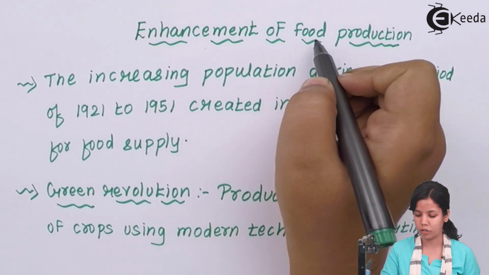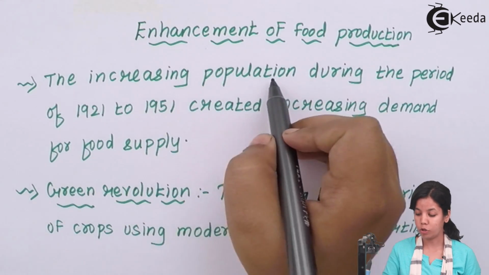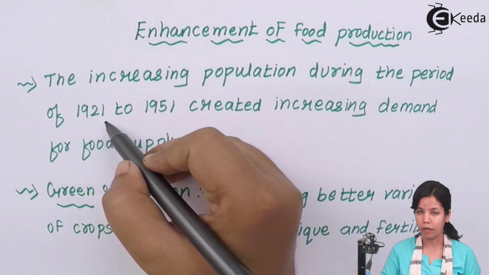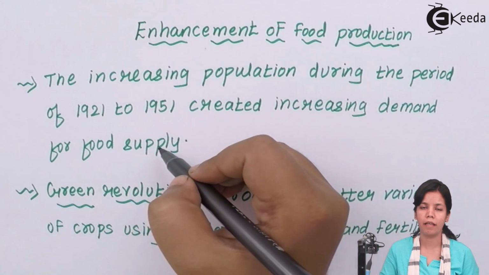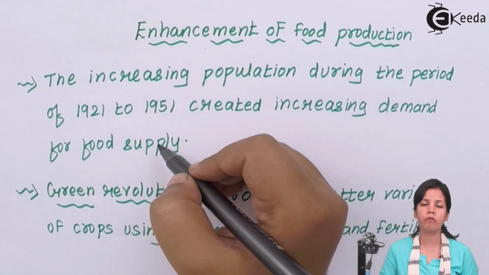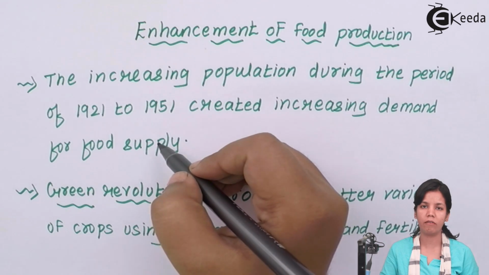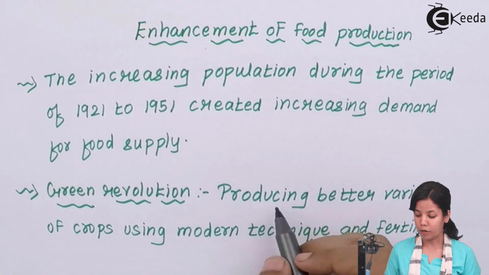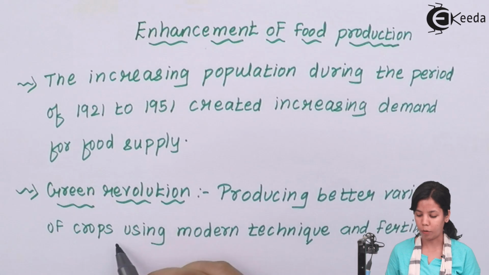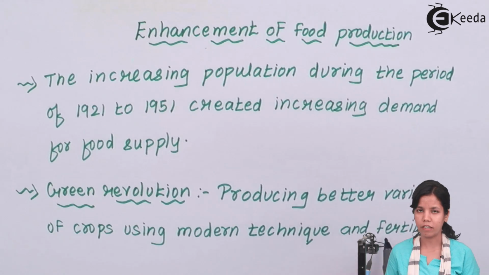Enhancement of food production. The increasing population during the period of 1921 to 1951 created an increasing demand for food supply. This was a period before and after independence where India was still struggling to find its pace. During this period, the population increased and needed a lot of food, which led to the Green Revolution, producing better varieties of crops using modern techniques and fertilizers.